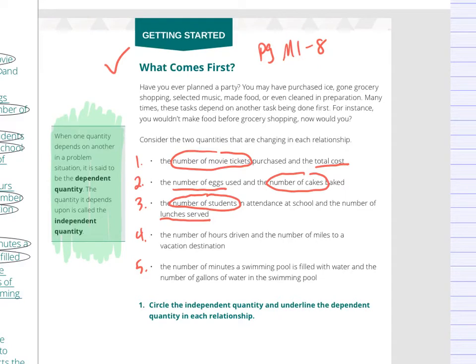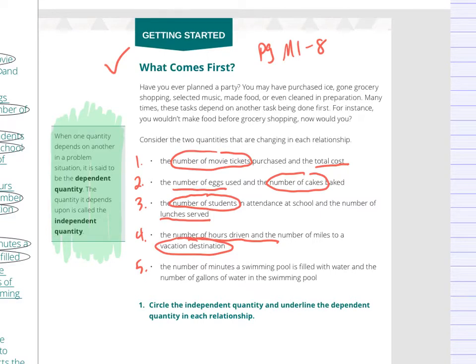Number 4, the number of hours driven and the number of miles to a vacation destination. So which one do we need to know first? Do we need to know where we're going, or do we need to know how long it takes to get there? So I always want to know where I'm going, because that determines how long I need to drive. So the number of miles to my vacation destination is what I need to know first, and the number of hours driven would come second.